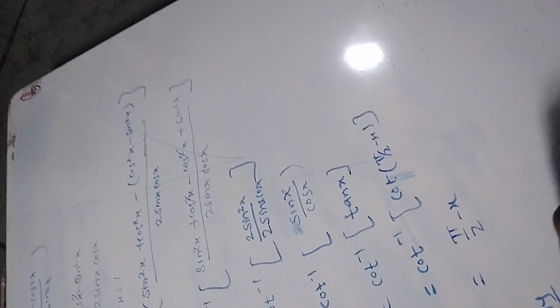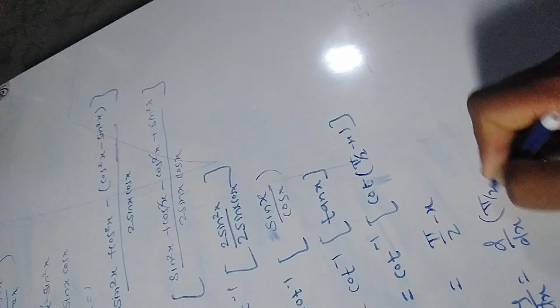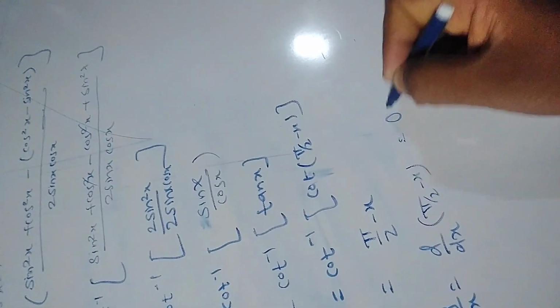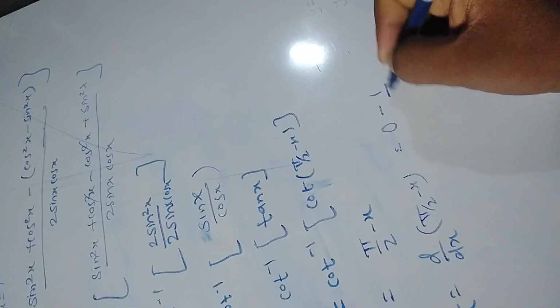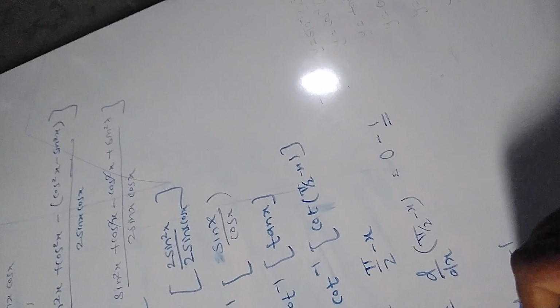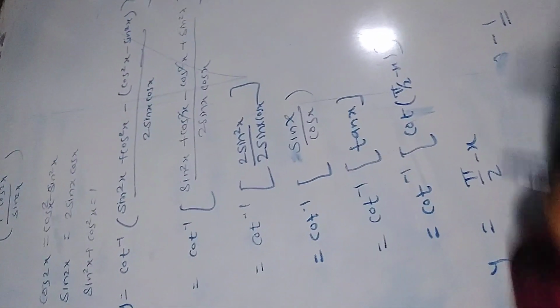We have to find out its derivative, dy by dx. That is d by dx of pi by 2 minus x. It will come out as the derivative of pi by 2 is 0, whereas the derivative of x will be minus 1. So the final answer is dy by dx is equal to minus 1. So this was our solution to the problem. So now let us move to the next problem.